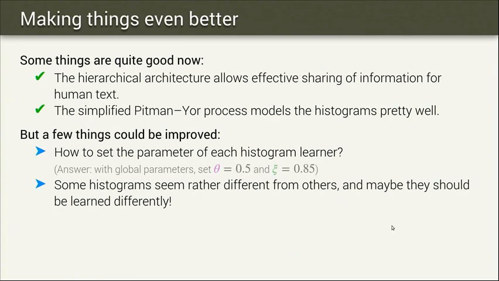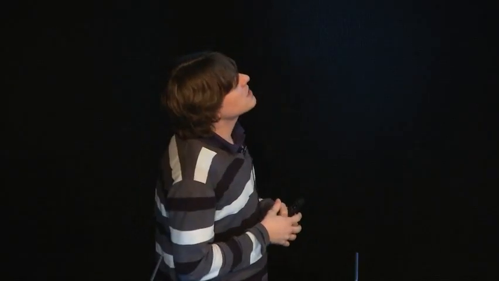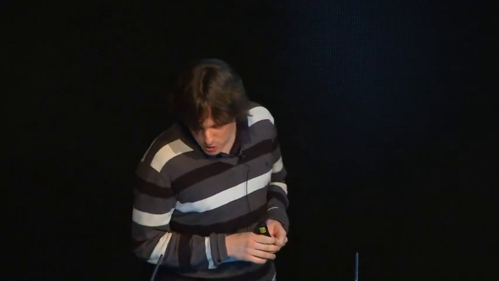So this hierarchical architecture is nice because information is effectively shared, and the simplified Pitman-Yor process is really good for modeling the histograms, and it's cheap to do inference in it. And now, of course, we should worry about how we should set the parameters, because they clearly matter. There was the strength parameter, theta, and then the discount parameter, and they have to be set.